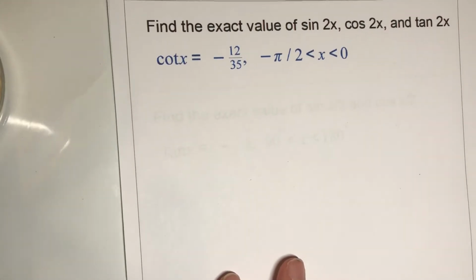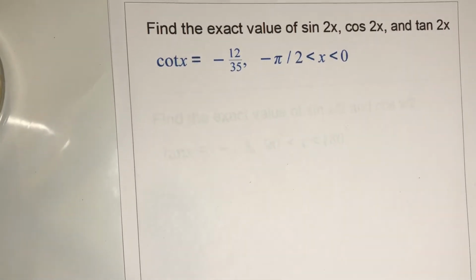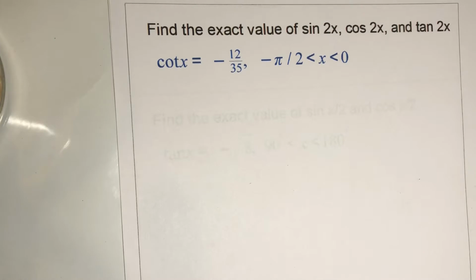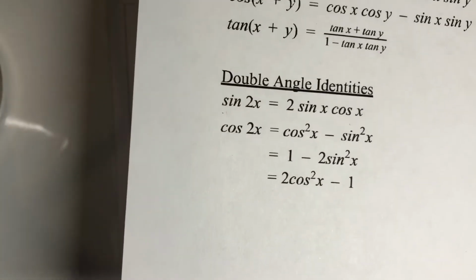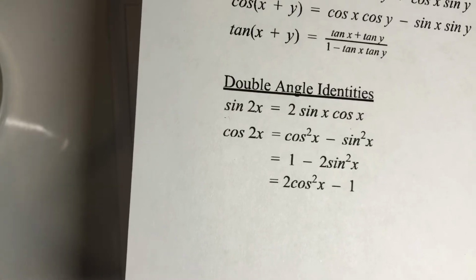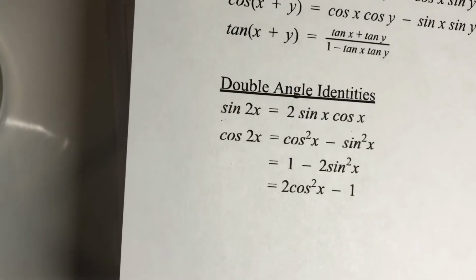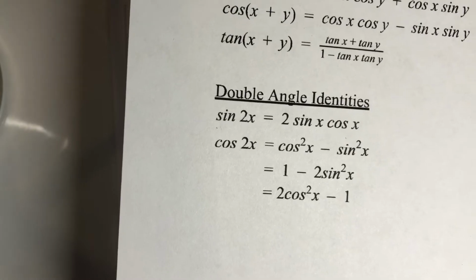Hi all, we're going to talk about the double angle identity and how it's used today. So the first thing you need to know is what are the double angle identities? Well, those are them right there. So for sine of 2x, you're going to have 2 sine x cosine x.